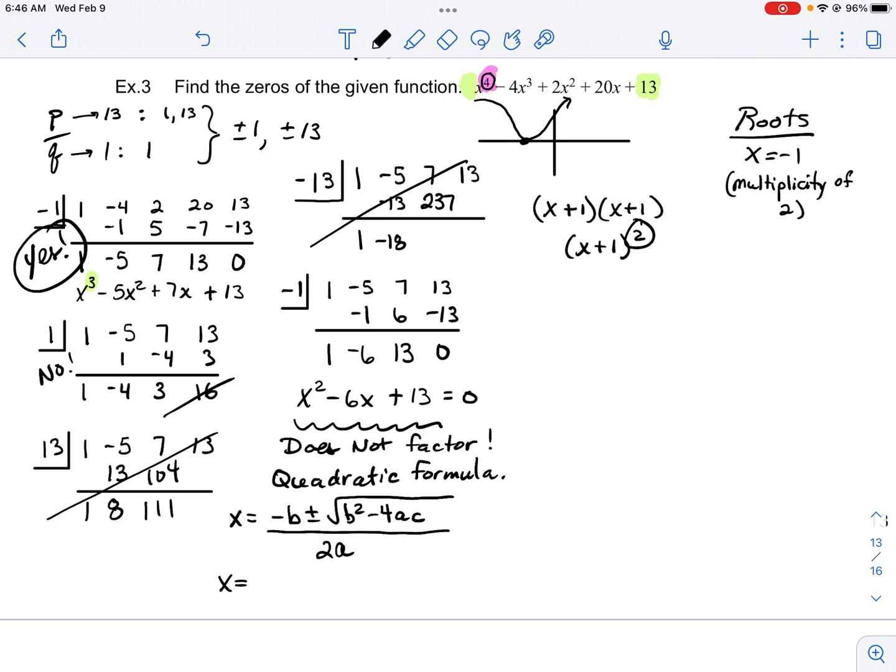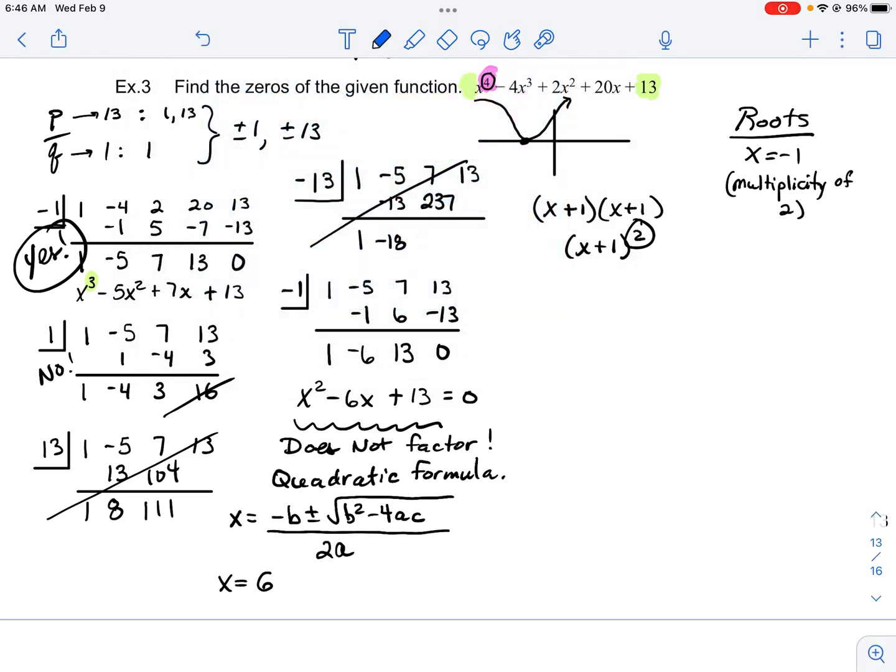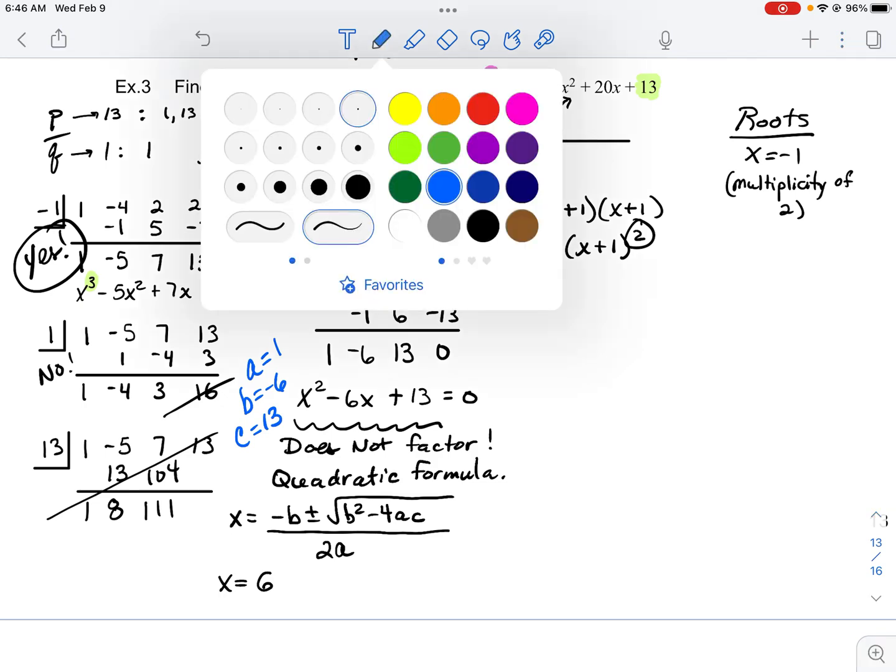Let's start by substituting in what we know. The negative of b is going to be a positive 6. I should not sidestep this part of the process. A is equal to 1, b is equal to negative 6 in our question, and c is equal to 13. I would always recommend that you make that list.